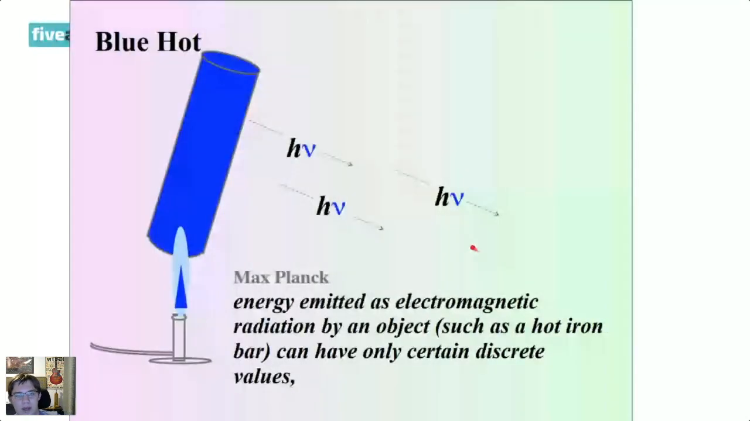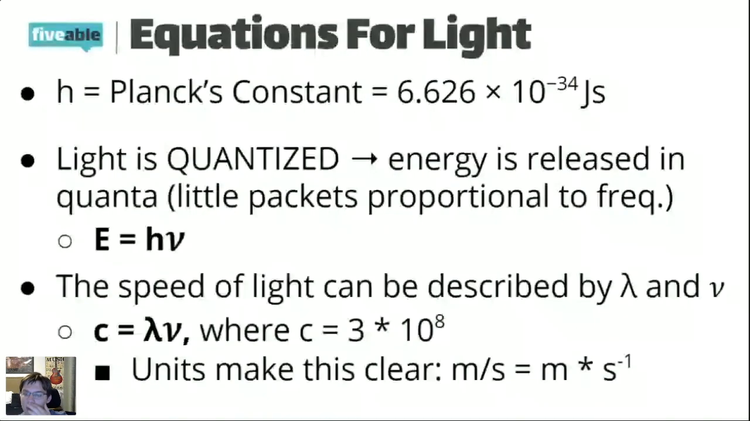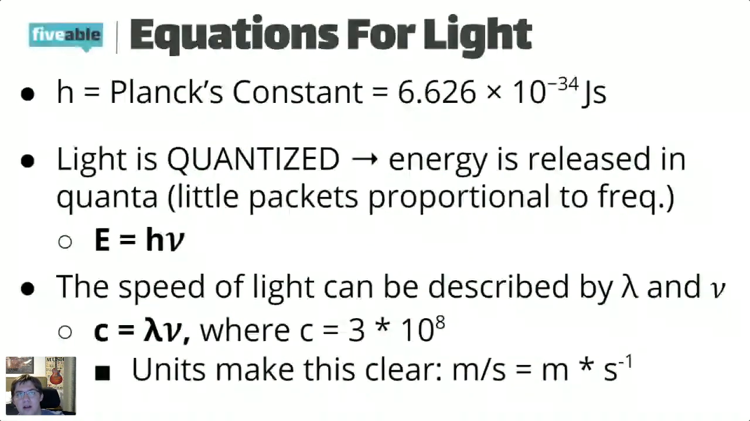And here's another image of it, right? That energy is emitted in quanta, right? Little packets of h nu, right? So E is equal to h nu. Yeah, the Balmer series is, I believe, from the second energy level, I believe.